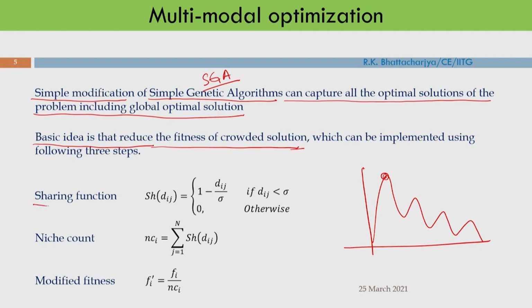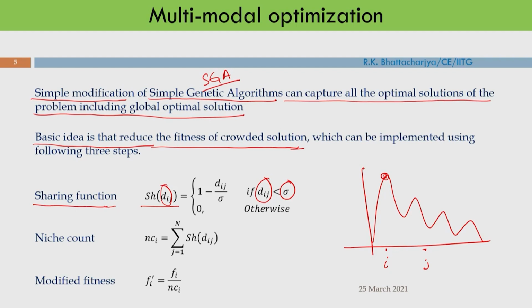I have defined a sharing function here, SH(Dij), where Dij is the distance, and I will explain that. Suppose one solution is here and another solution is here, so this is i and this is j. The distance between these two solutions is Dij. Now, sigma is a parameter you have to define. If Dij is less than sigma, I will say that that particular solution is a crowded solution.